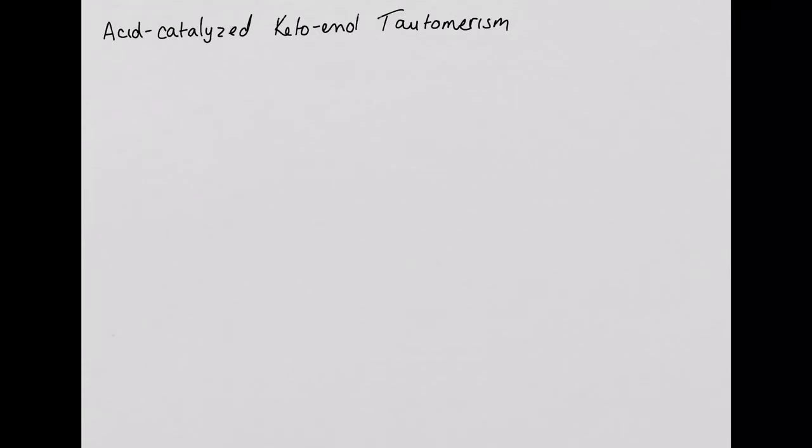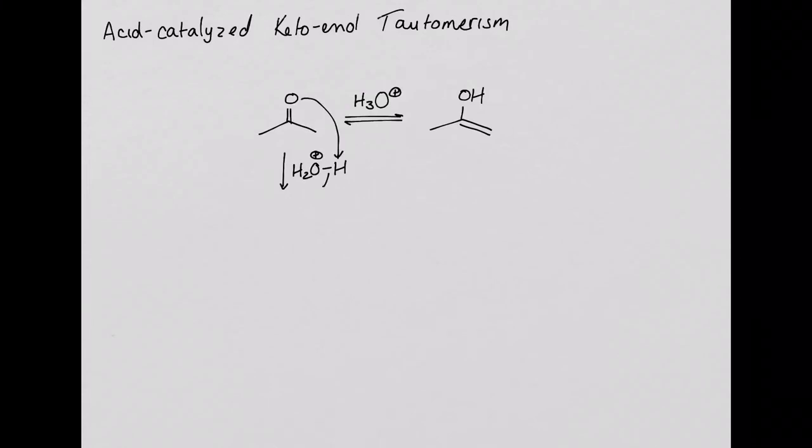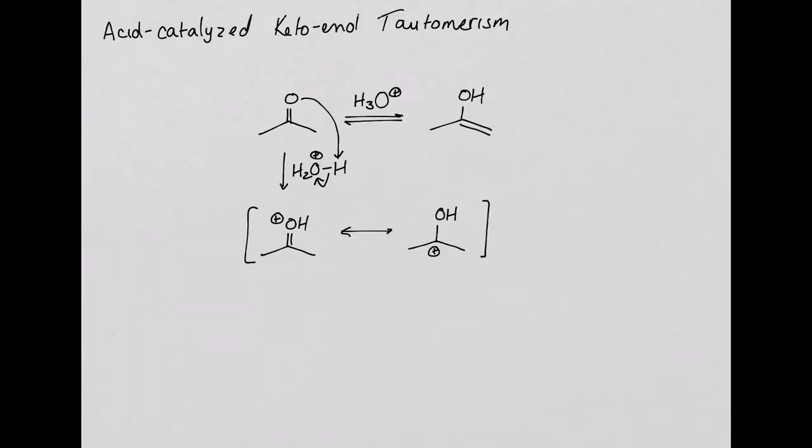First, we'll consider the acid-catalyzed tautomerism. In the first step of this mechanism, the ketone is protonated. The protonated ketone is resonance stabilized. In the final step of the mechanism, water acts as a base to deprotonate the carbon adjacent to the carbocation, forming the enol.